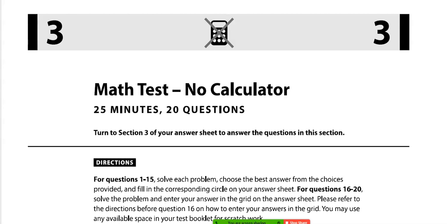All right, let's get right after this. SAT, this is practice number 9. So official SAT number 9. And this is the no calculator part.